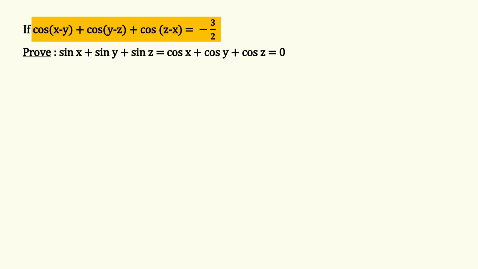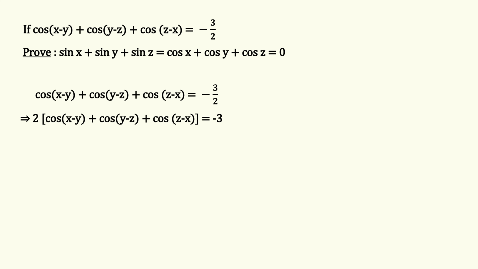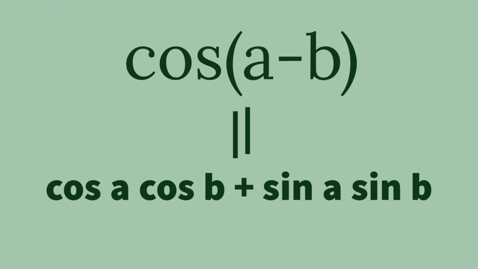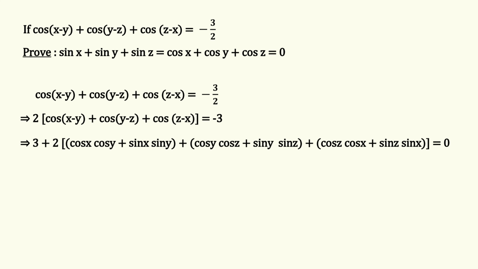We will start with this one. Cos(x minus y) plus cos(y minus z) plus cos(z minus x) equals minus 3 by 2. Then by multiplying 2 on both sides, we will get this equation. In the next step, bring minus 3 to the left hand side and write 3 plus 2 multiplied by, inside the square brackets, open these cos terms using the identity of cos(a minus b), which is equal to cos a cos b plus sin a sin b. So by using this in place of cos(x minus y), we can write cos x cos y plus sin x sin y. And similarly, in place of cos(y minus z) and cos(z minus x), we can write the following. And this equals 0.